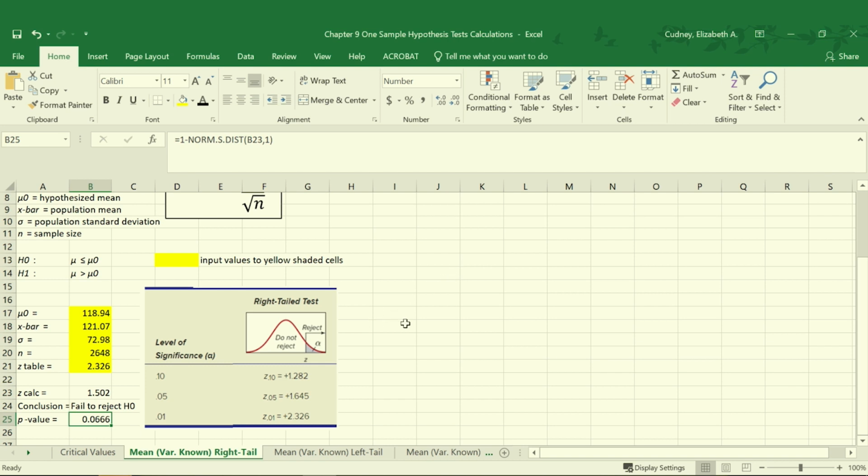So it's important to note that when we come up with our decision, we're failing to reject the null hypothesis in this instance. So we're saying that the mean of 121.07 is less than or equal to mu0, which is $118.94. So while we can see that the value is actually greater, since there's enough standard deviation, we can't conclude with significance that it's significantly larger than that value.